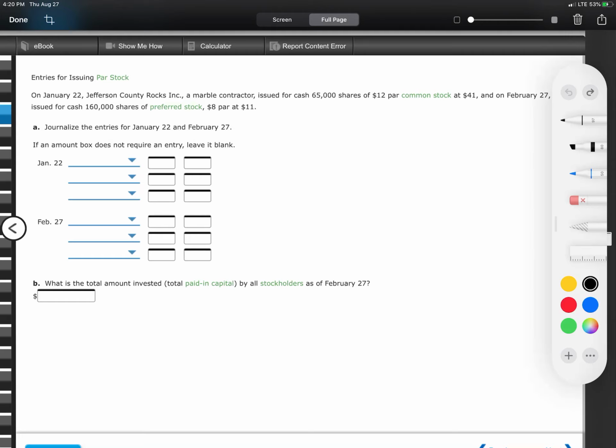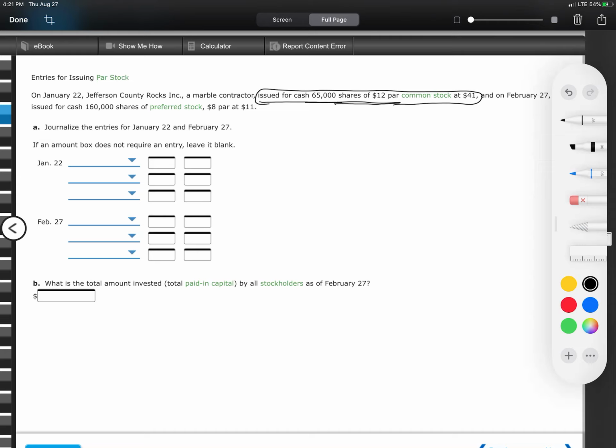Okay, in this exercise, I'm going to show you the very basic journal entries for selling or issuing preferred stock and common stock. So let's see here. It says, first of all, we're going to issue common stock. Issued for cash 65,000 shares, $12 par, common stock at 41. Okay, there's the information we need.